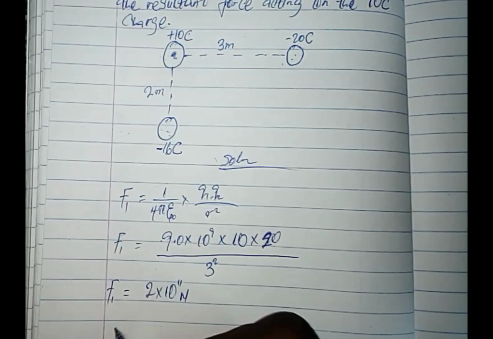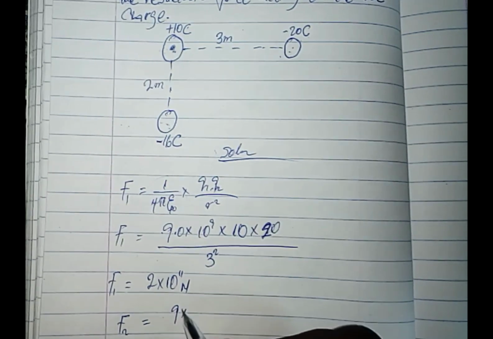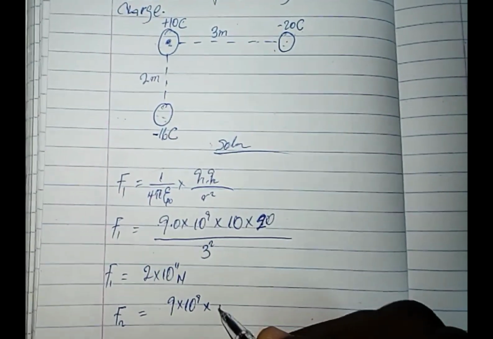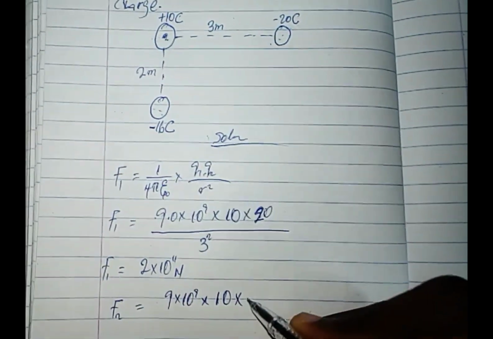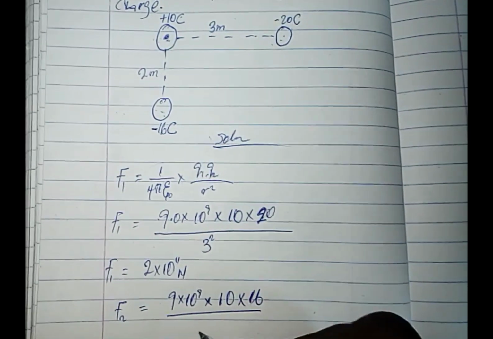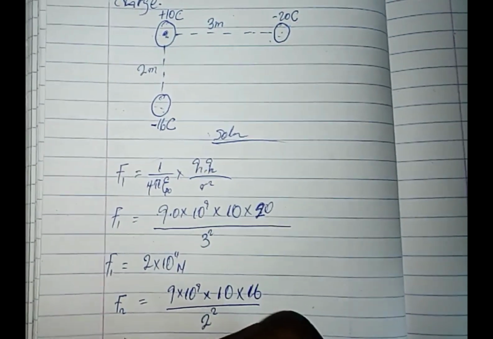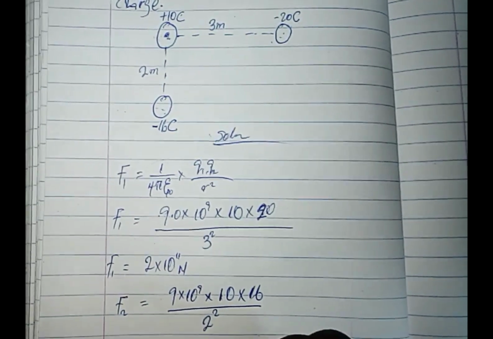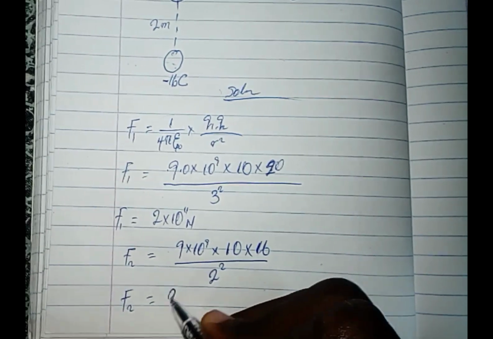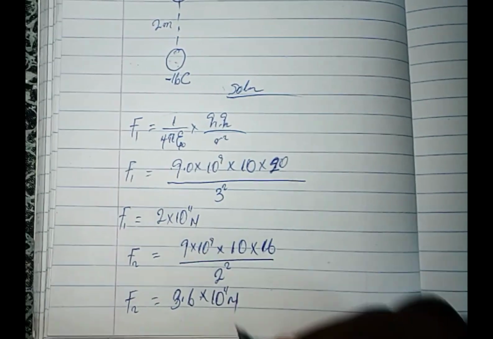For F2, like we did for F1, we say 9 times 10 raised to the power of 9 times Q1, in this case 10, and Q2 is 16. You don't need to use the negative sign when multiplying. This is over the distance separating them, which is 2, so that is 2 squared. So our F2 from this is equal to 3.6 times 10 raised to the power of 11 newtons.